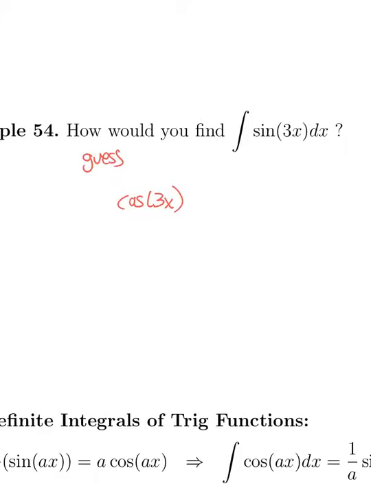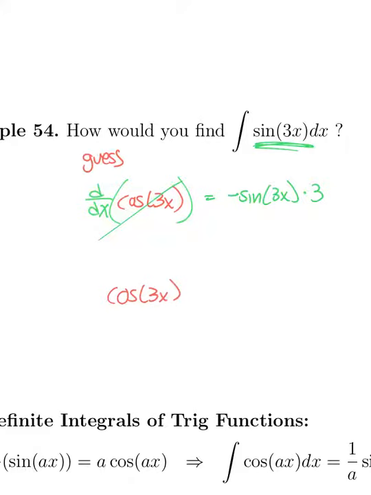But how would you check your work? You would take the derivative of what I think the answer is. So let's do that. The derivative of cosine of 3x is negative sine of 3x times the derivative of the inside. Now that doesn't match what I have. So that means that was not the right answer. So I'm going to try a different guess. But you might notice how close I really was, right?